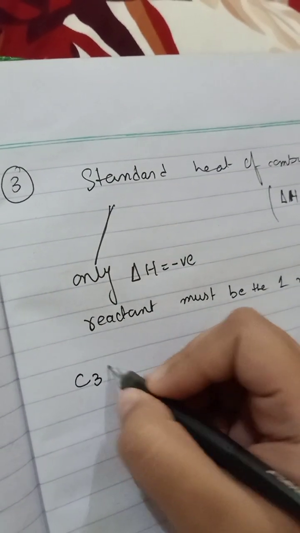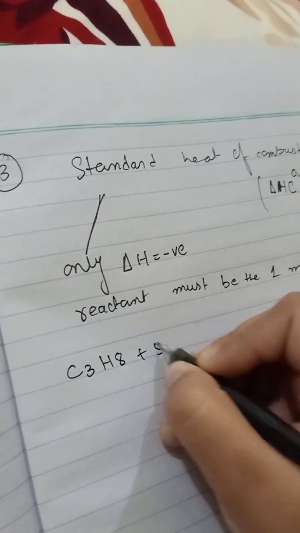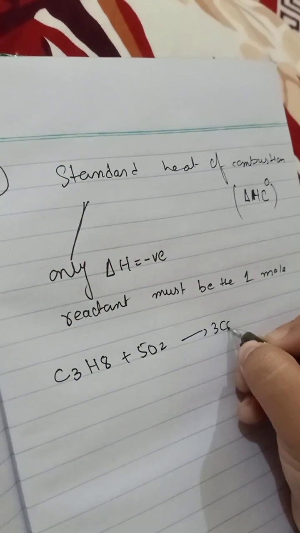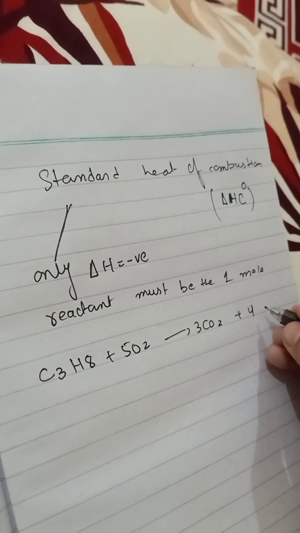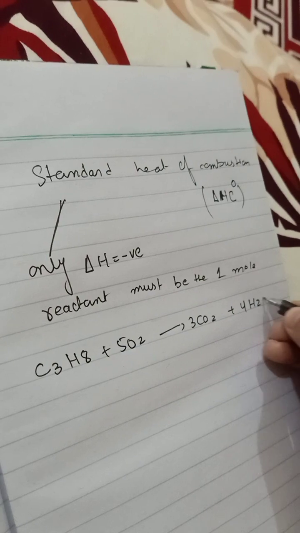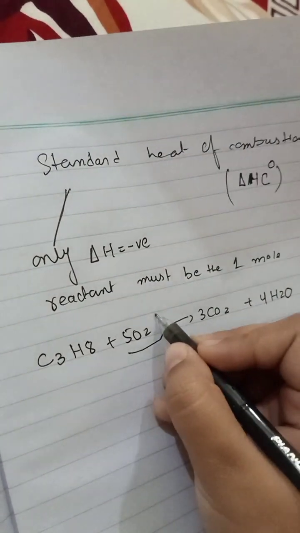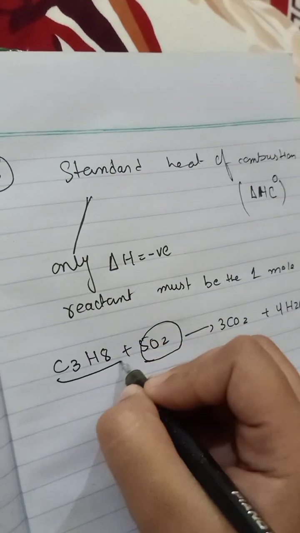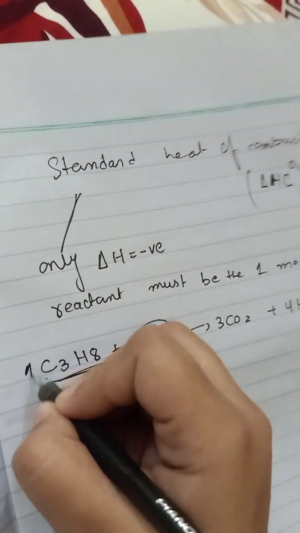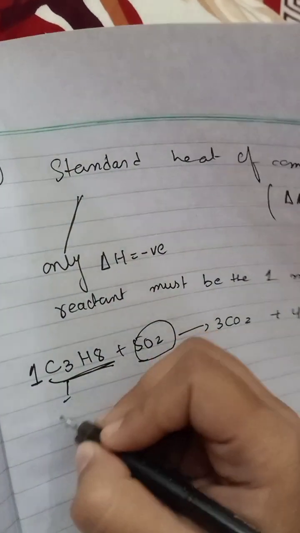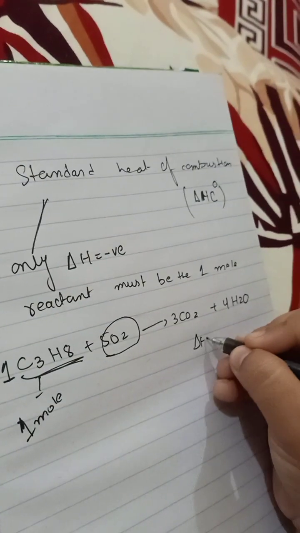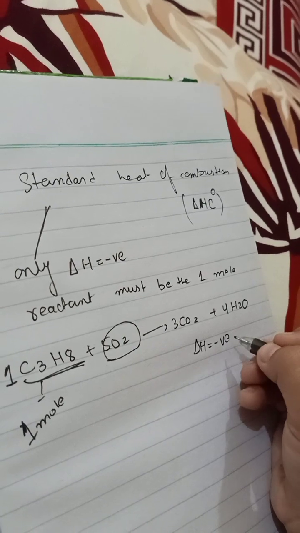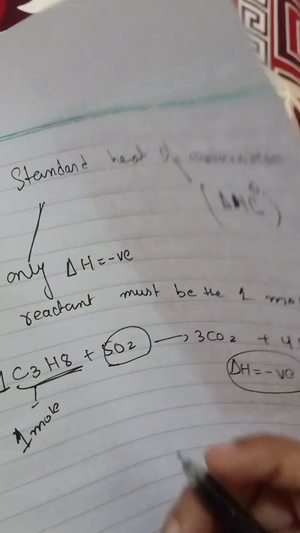Alright, for example, I have propane plus 5 oxygen. You can see that here it is 1 propane, 1 mole. And the heat that is released will be negative because of the exothermic reaction.